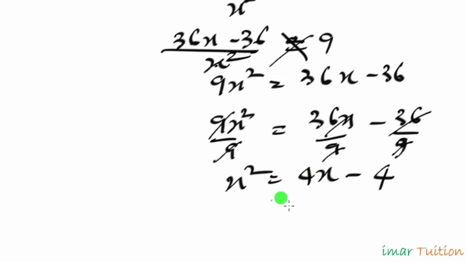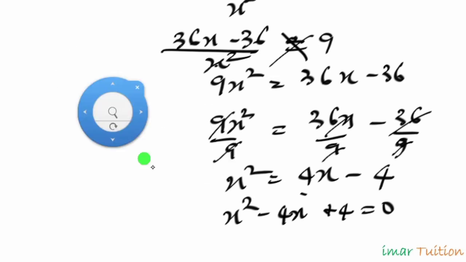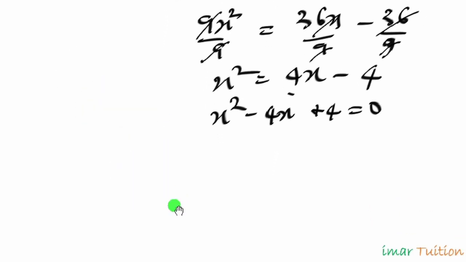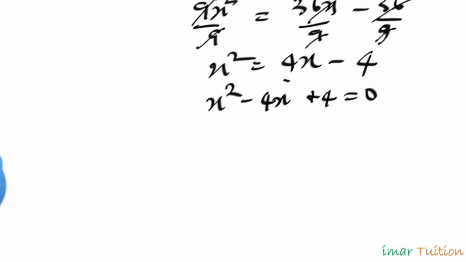If you rearrange and bring this one to this side, you're going to have x squared minus 4x. When this 4x crosses the equal to sign, it becomes minus. When this minus operation crosses the equal to sign, it becomes plus 4, to be equal to 0. So we'll have a quadratic equation, an equation with highest power 2.